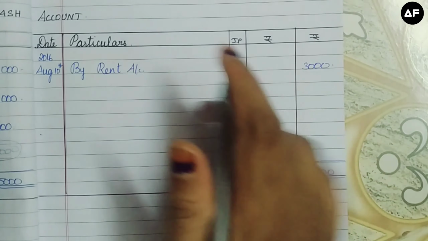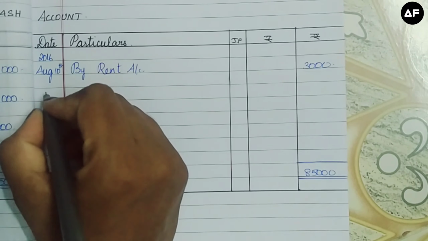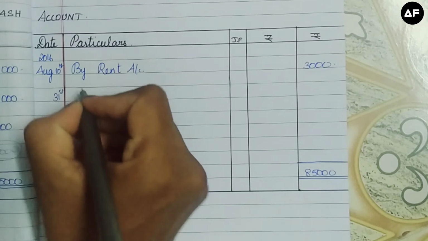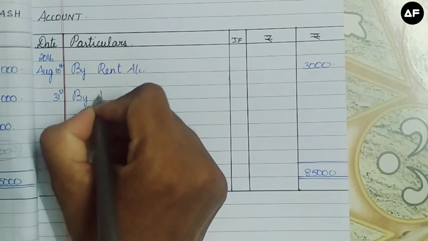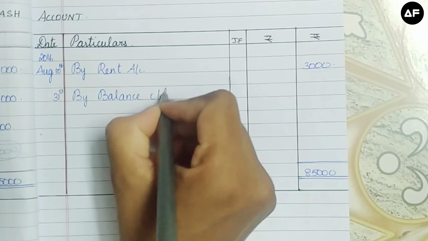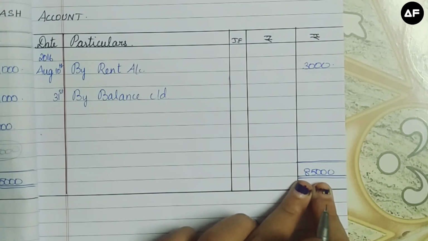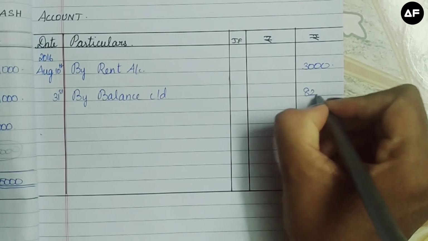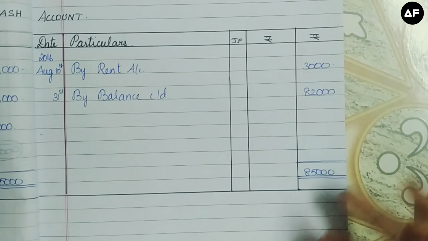Therefore, our carry down balance is going to come here. So August, the last date, that is August 31st, we are going to record the balance as by balance carry down. So it is a very simple process. 85,000 minus 3,000 will give you 82,000 as a balance carried down.